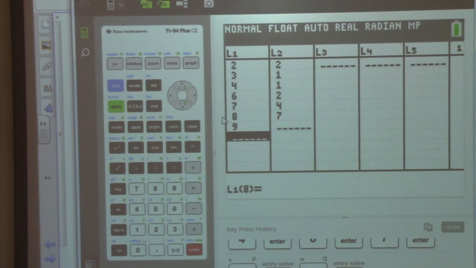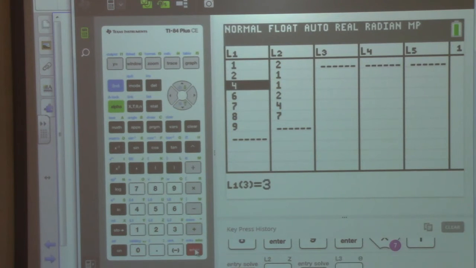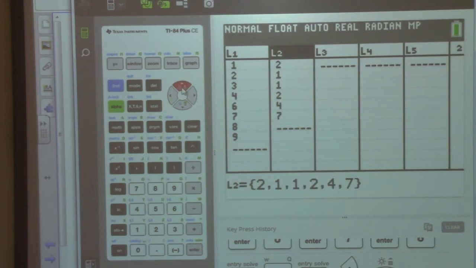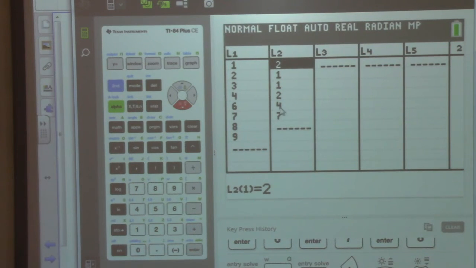Where's your 1? You missed the 1. Was there a 1? Yeah. So it's 1, 2, 3, 4, 6, 7, 8, 9, right? Yeah. So 1, 2, 3, 4, 6, 7, 8, 9. So is that all of them? Yeah.